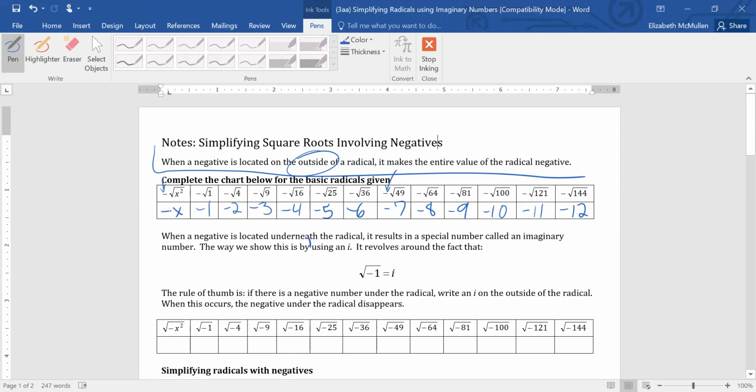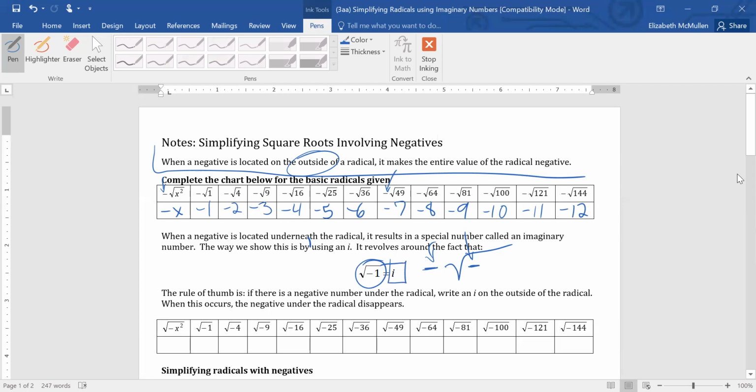All right. This is not to be confused with when we have a negative sign under the radical. Notice two different positions, outside of the radical, under the radical. Two different positions, two different meanings. Anytime we have a negative under the radical, it's like saying the square root of -1, and we have a special notation for that. It's the letter i, meaning imaginary.